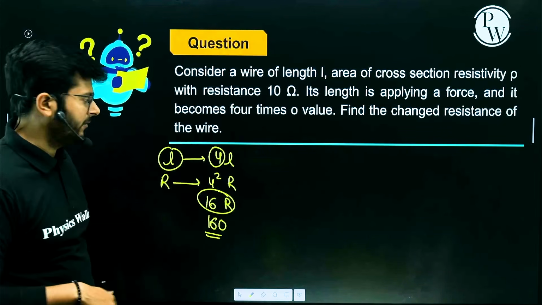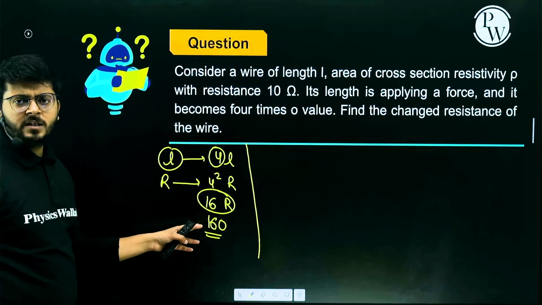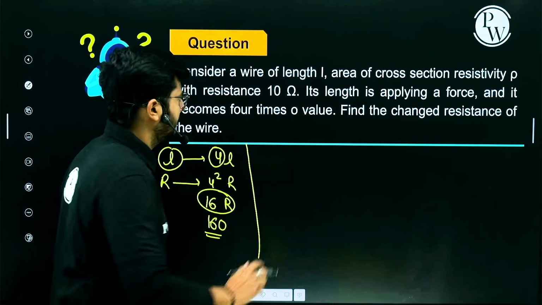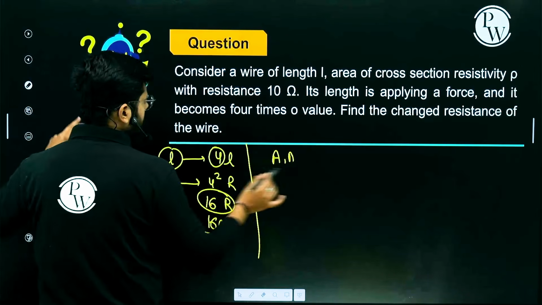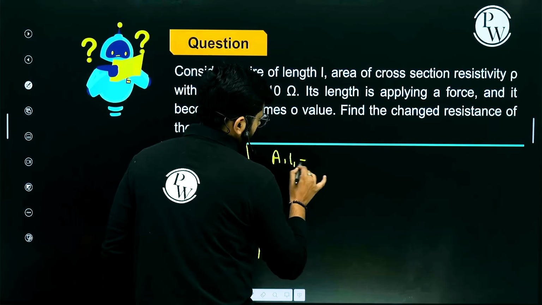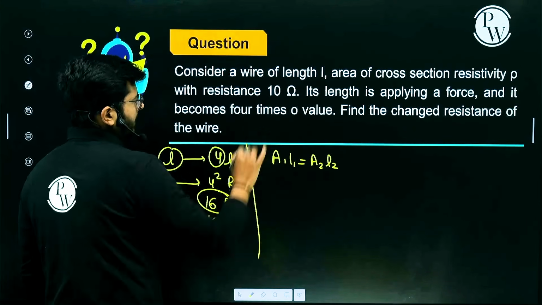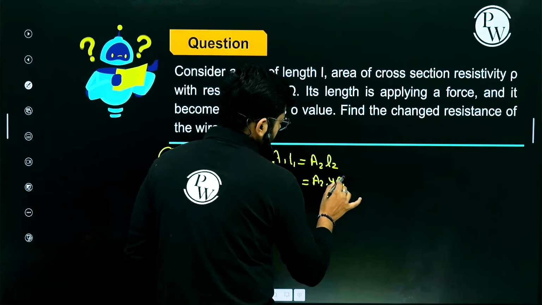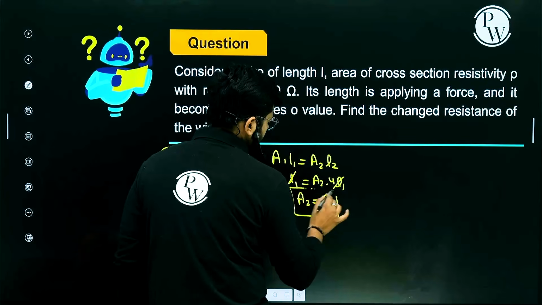But through the conventional way, I can also show you. In the exam, you can directly tick the option and move ahead. But just to show you that this method is always working, I'll show you the conventional method as well. Stretching will not change the volume of the wire. A1 L1 equals A2 L2. The length is made 4 times, so A1 L1 is A2 times 4 L1. So A2 is going to be A1 by 4.